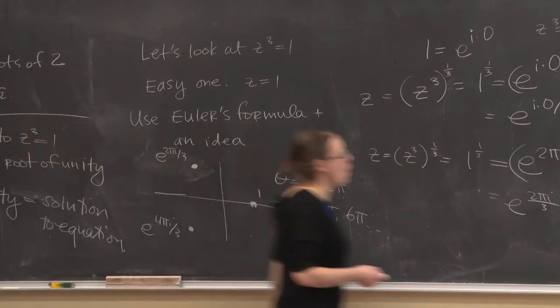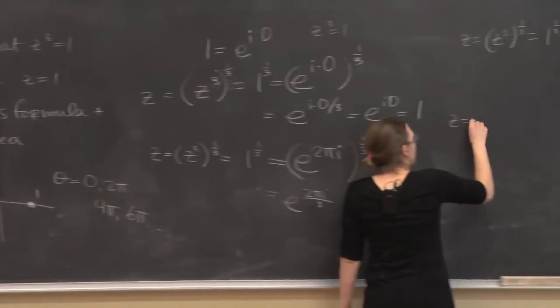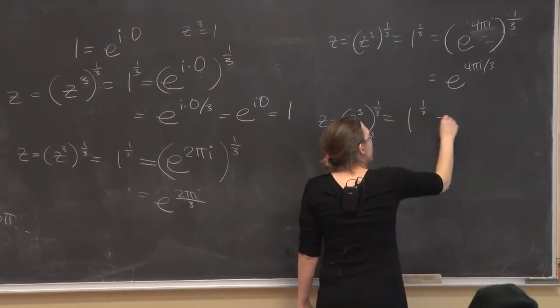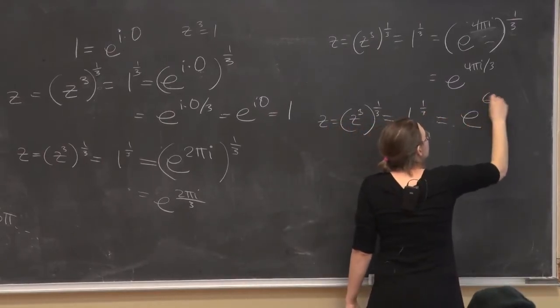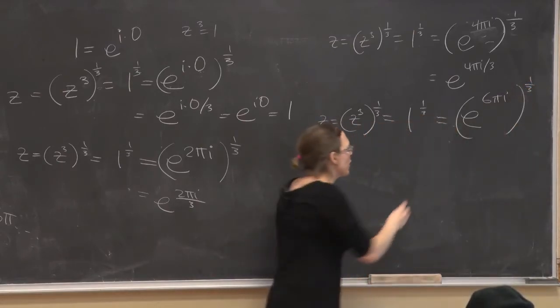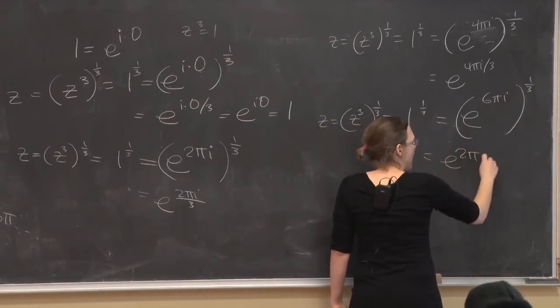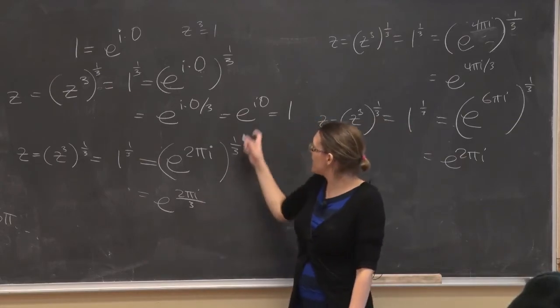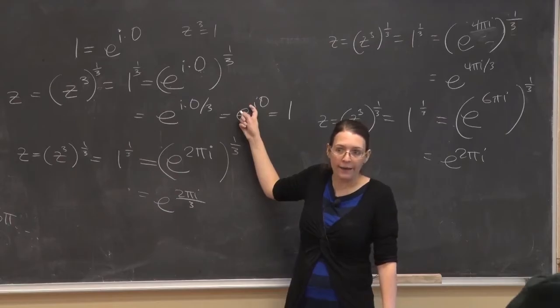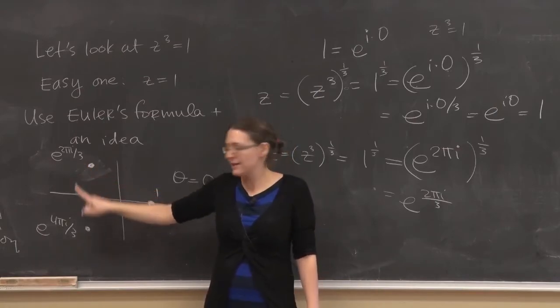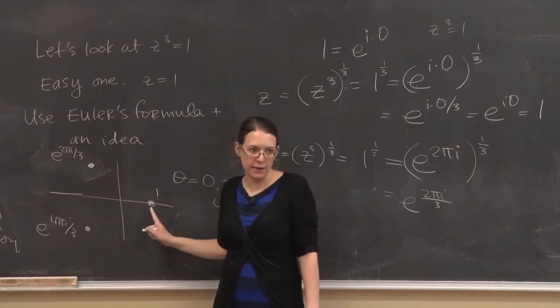And if I keep going, okay, I'm only going to do one more. If I'm like, okay, well, 1 is also e to the 6 pi i, and I do to the 1/3, well, now I'll get e to the 2 pi i. But e to the 2 pi i is not new. That's the same as e to the 0 i, right? So I've come back. And if I kept going, then I would get that one again, and then I would get that one again, and so on.